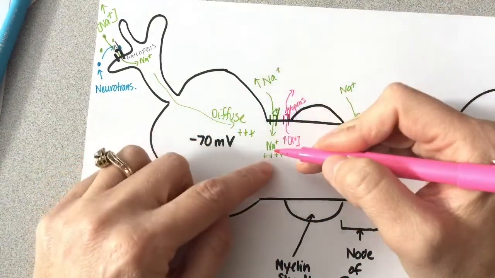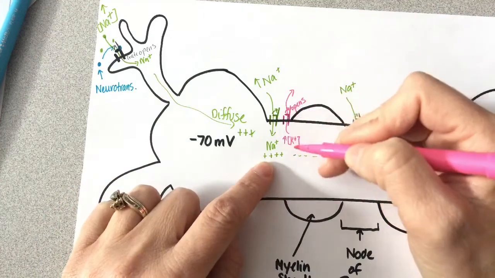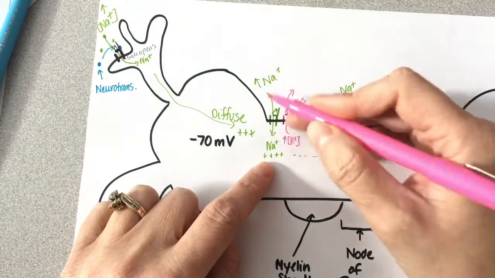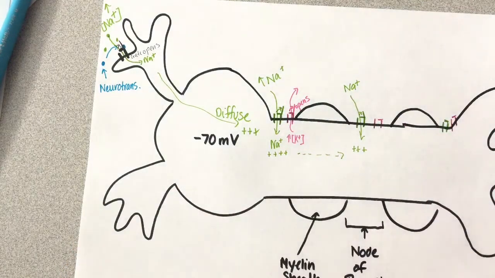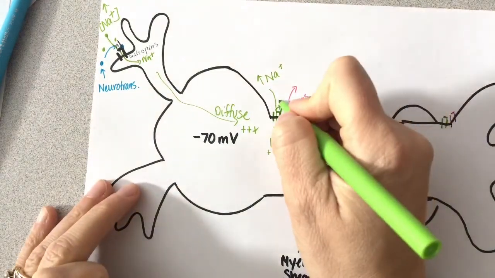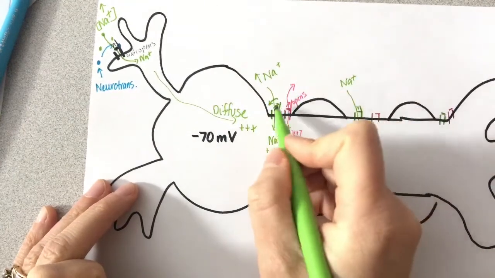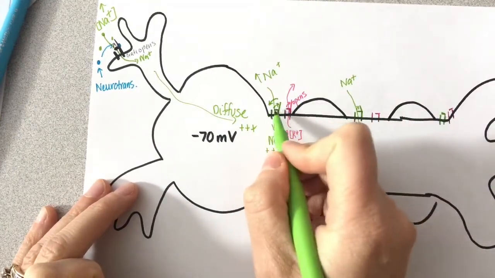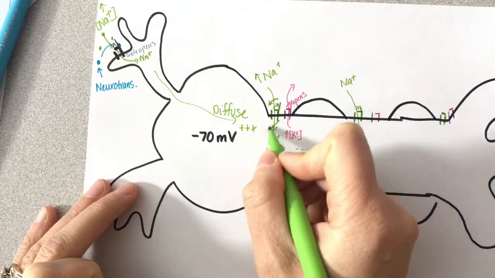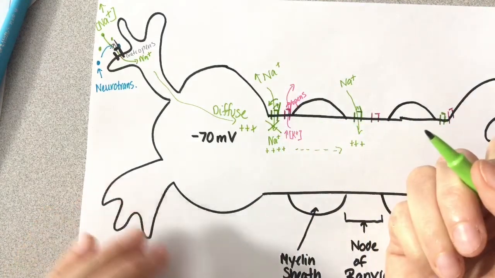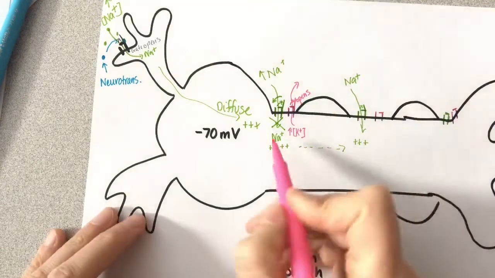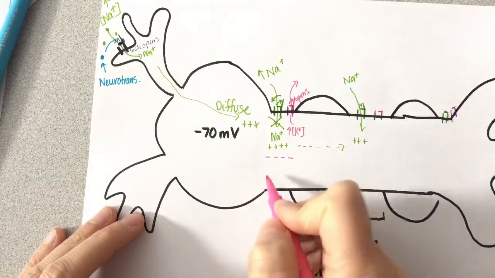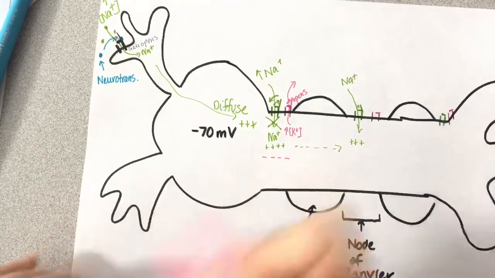It becomes positive inside, and now as positives leave, it's going to become more negative. But you can't have more positives coming in. So what happens next is that the sodium gate closes. So this closes back up. When this closes back up, sodium no longer comes in, and the potassium leaves, and the inside of the cell is no longer positive here. It goes back to negative 70. So that's what this is showing you.